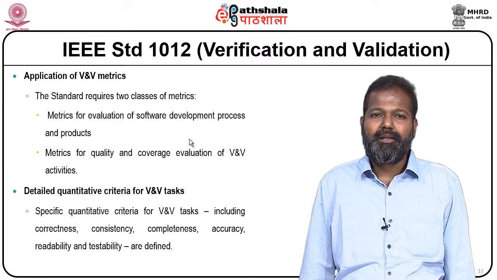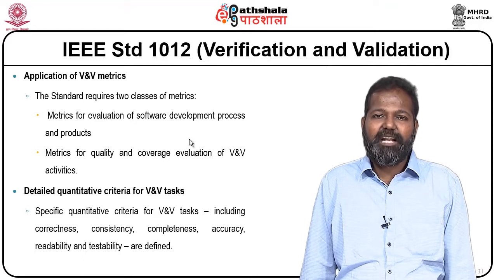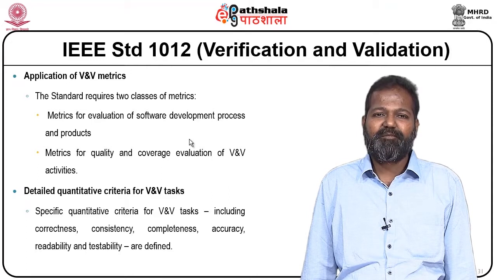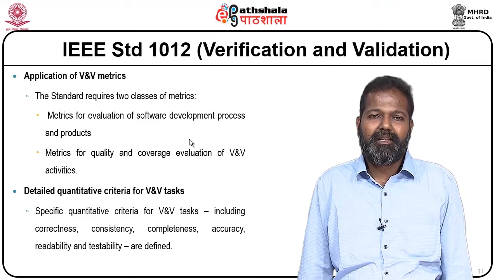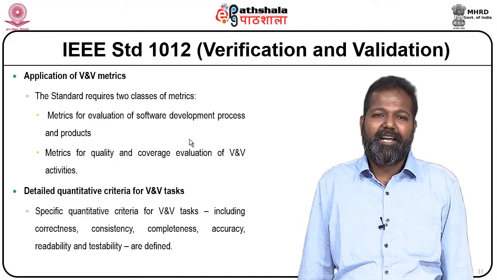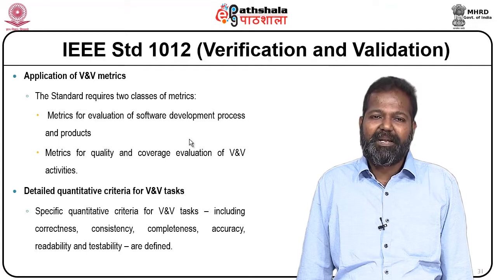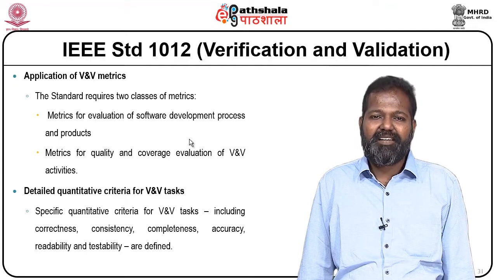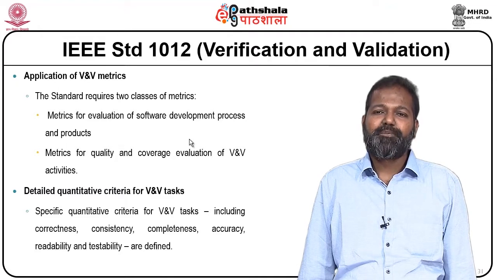Verification and validation continued. Application of verification and validation metrics. The standard requires 2 classes of metrics: metrics for evaluation of software development processes and products, metrics for quality and coverage evaluation of verification and validation activities. Detailed quantitative criteria for verification and validation tasks. Specific quantitative criteria for verification and validation tasks including correctness, consistency, completeness, accuracy, reliability and testability are defined.